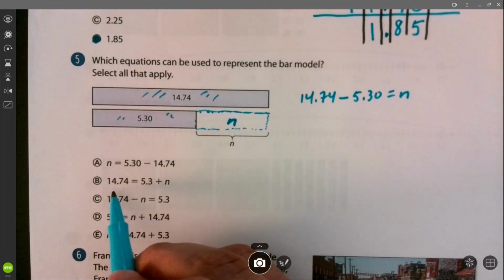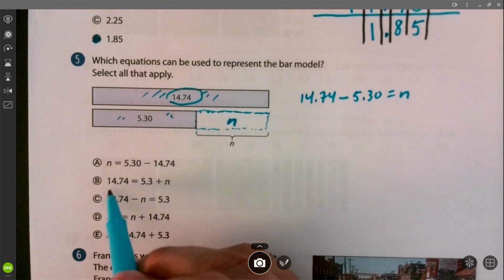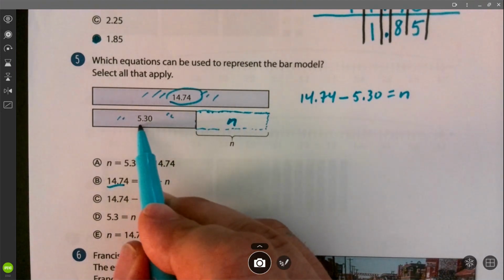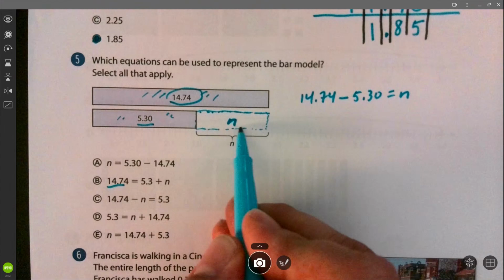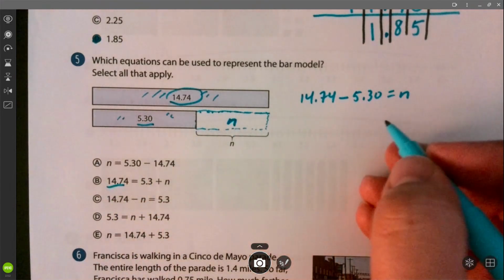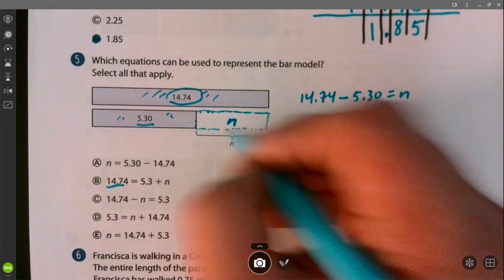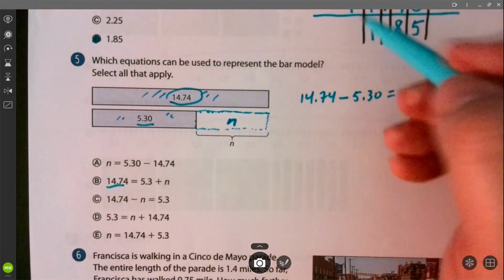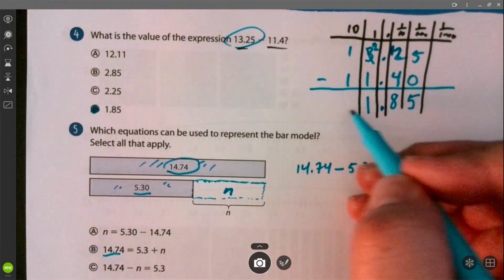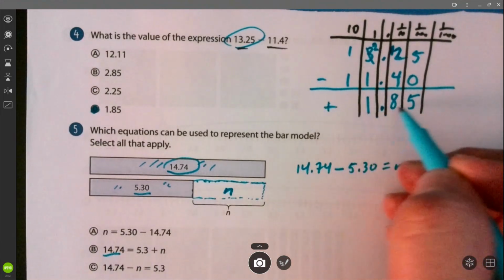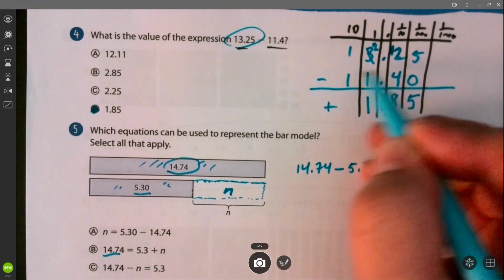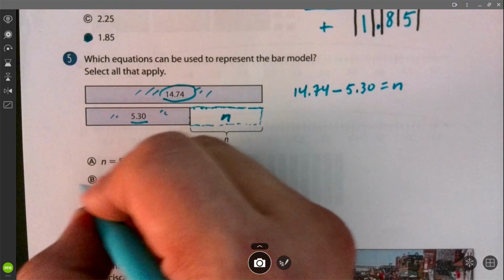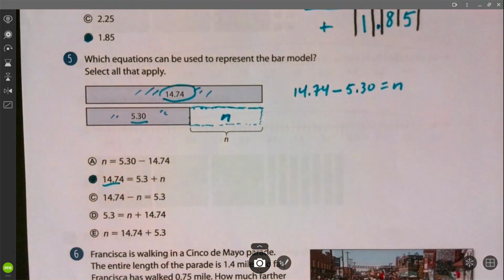Well, let's see what we got here. We got that this larger number is whatever this number, 5.3, plus this number is. Ooh, that works. That works because when I find this n, whatever that value is, remember, I can add, for example, up here in this problem, 1 and 85 hundredths, that unknown, to what I already have, and I should get this one right here to check myself, right? So that's what this is saying. So that works. That looks nice.